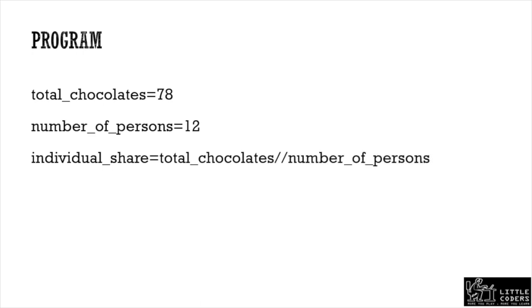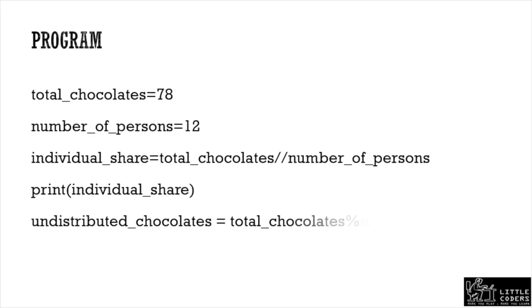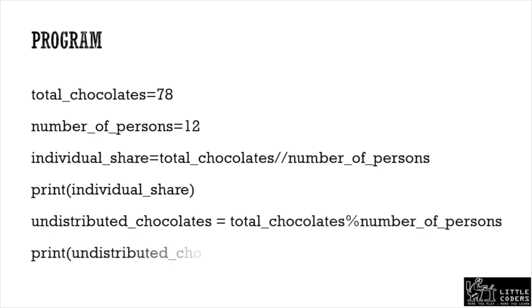So individual_share is equal to total_chocolates / number_of_persons. If you put that, you will get only the quotient alone. So print the individual share. If you want to get the remainder, undistributed_chocolates equal to total_chocolates % number_of_persons. So it will give the undistributed chocolates. So you can print the undistributed chocolates.